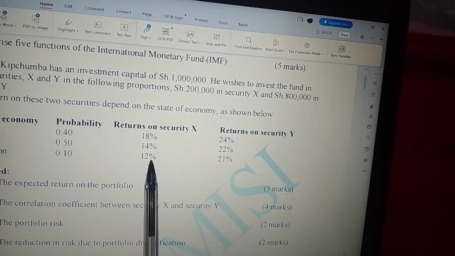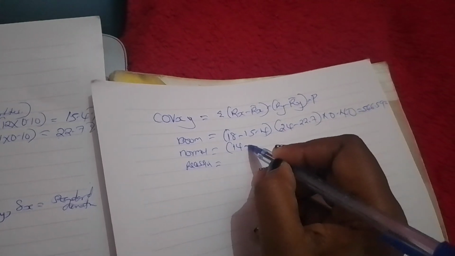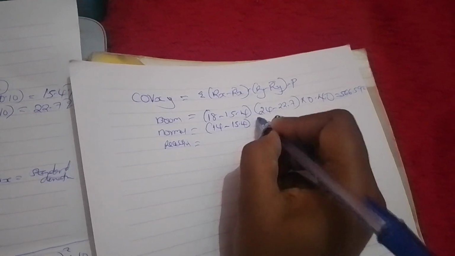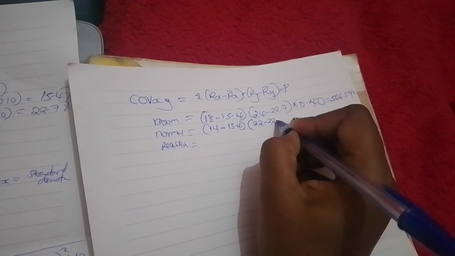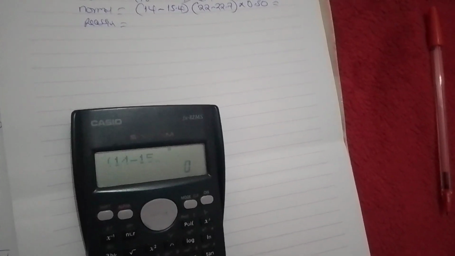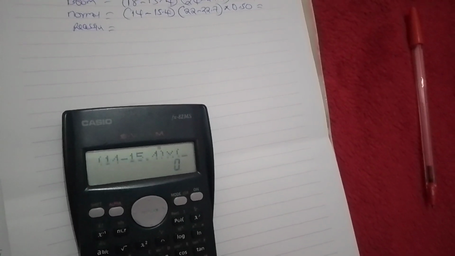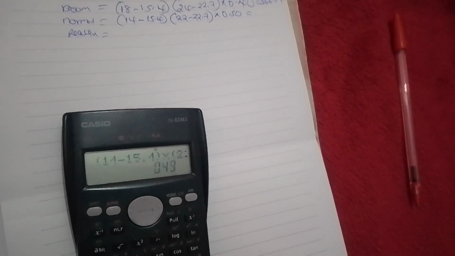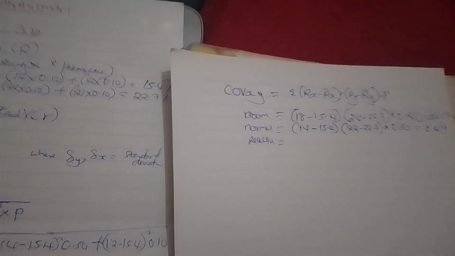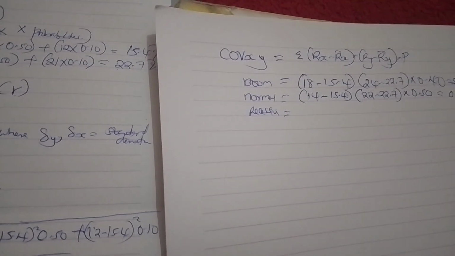For normal also, it's going to be 14 minus 15.4, then the other one 22 minus 22.7, then you times with 0.50. So it's going to be 14 minus 15.4, then you multiply 22 minus 22.7, then you times 0.50. So it's going to be 0.49. Then for recession, the same way as we do for the recession.